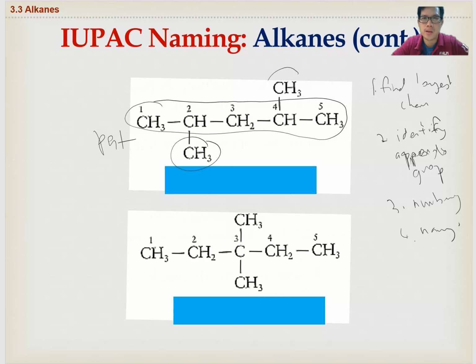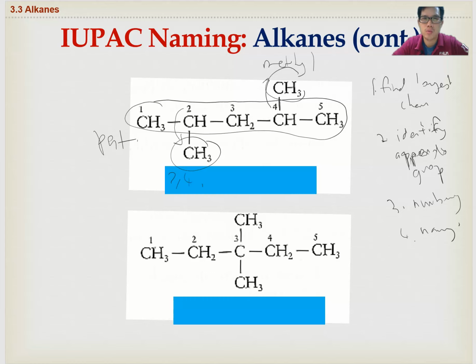Then we need to number it: 1, 2, 3, 4, 5. Now for the numbering, you need to make sure that the appendix group gets the smallest number. So this appendix group is located at carbon numbers 2 and 4. So it will be 2,4-dimethylpentane in this case.